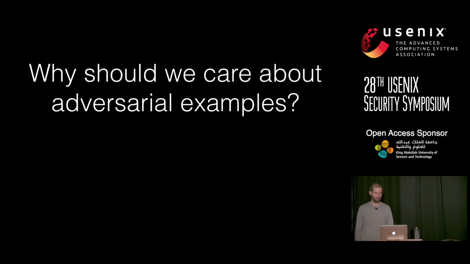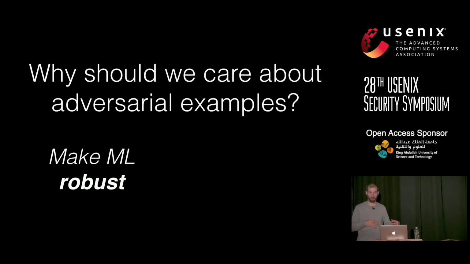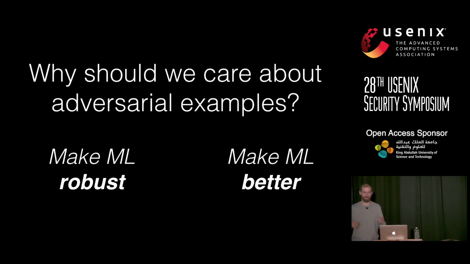OK. So why should we care about adversarial examples to begin with? There are basically two reasons why. The first reason is we want to make machine learning robust. Fortunately, in a security audience, I don't really need to justify this fact too much. We're going to be using these in security-critical situations. Ideally, they should behave robustly. But even if you don't care about the security aspects, which probably is none of you here, you should care about it just from the machine learning side, because ideally, we would like to make machine learning better.